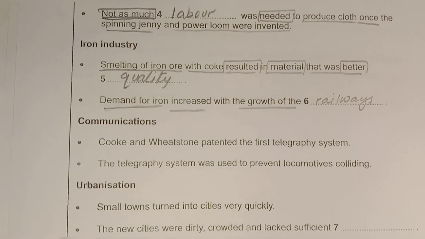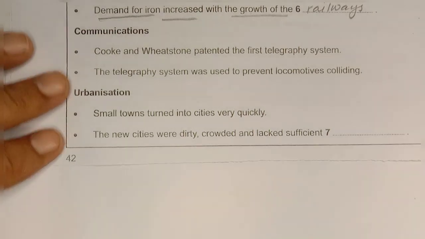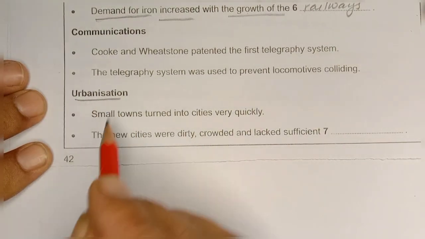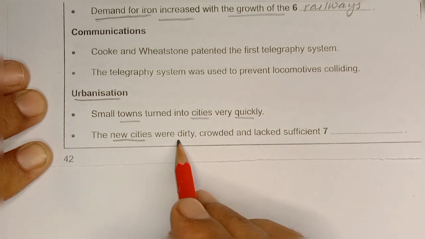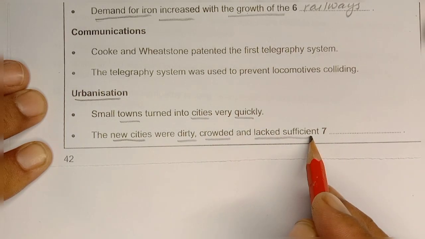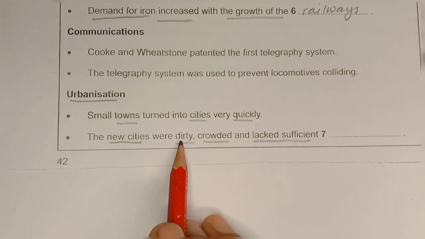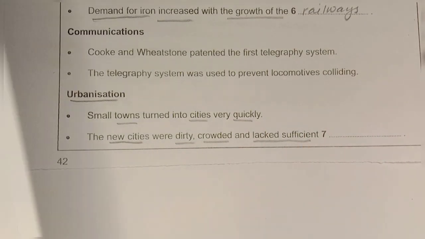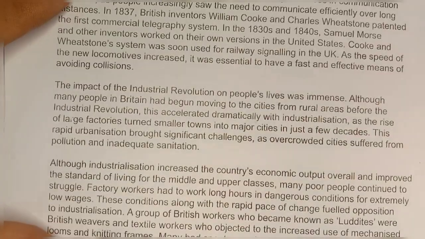ठीक है जी, यहाँ पे द नेक्स्ट वन इज द लास्ट वन. We are going to do the seventh one. Urbanization. Okay, small towns turned into cities very quickly. The new cities, dirty, crowded, lacked sufficient. So when you have the meanings, there will not be a difficulty in finding out the answers. So try to keep in mind dirty, crowded, sufficient. They will give you meanings.